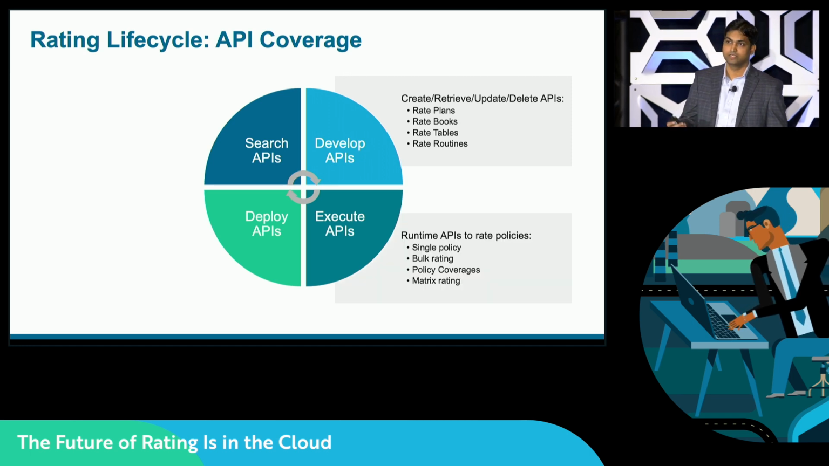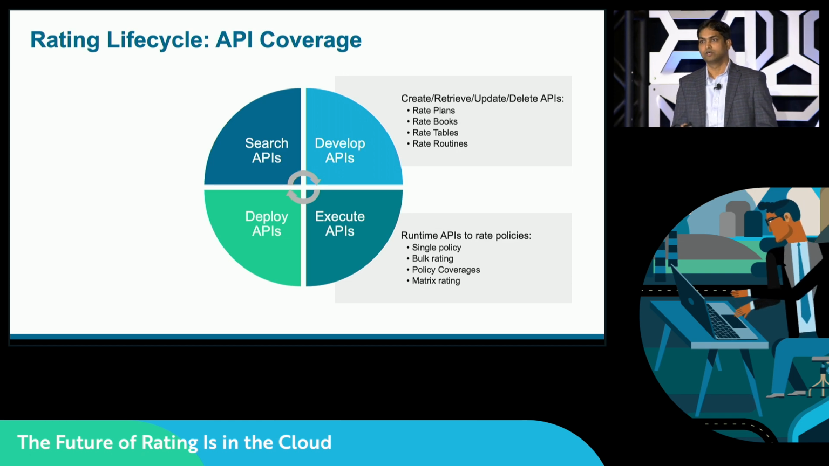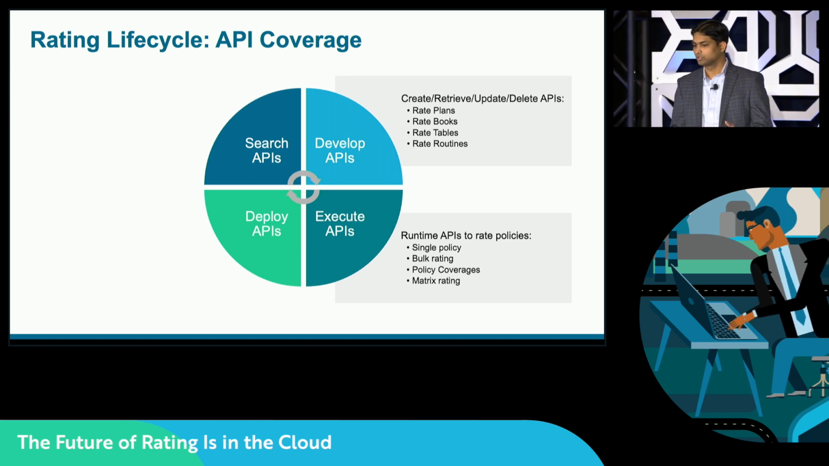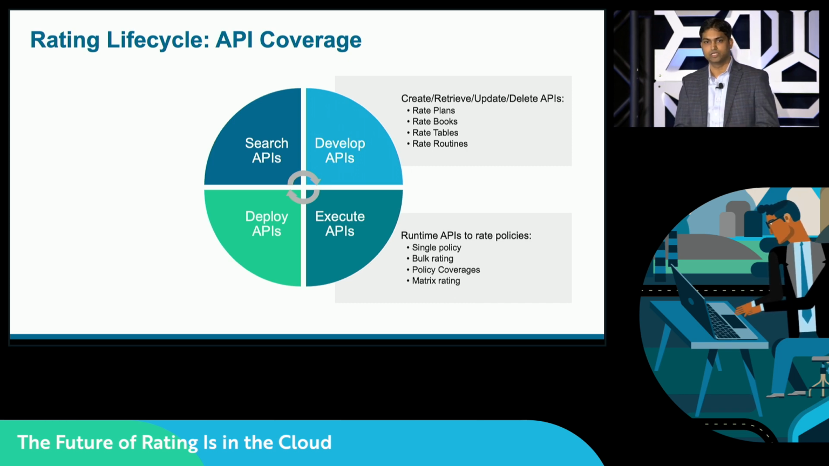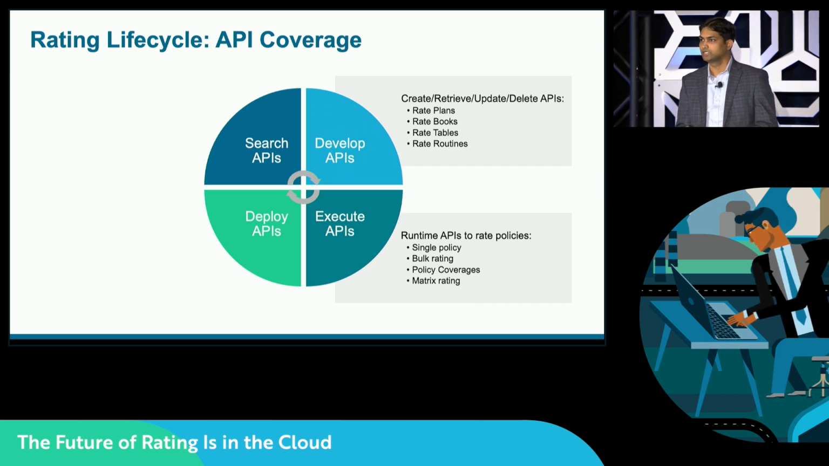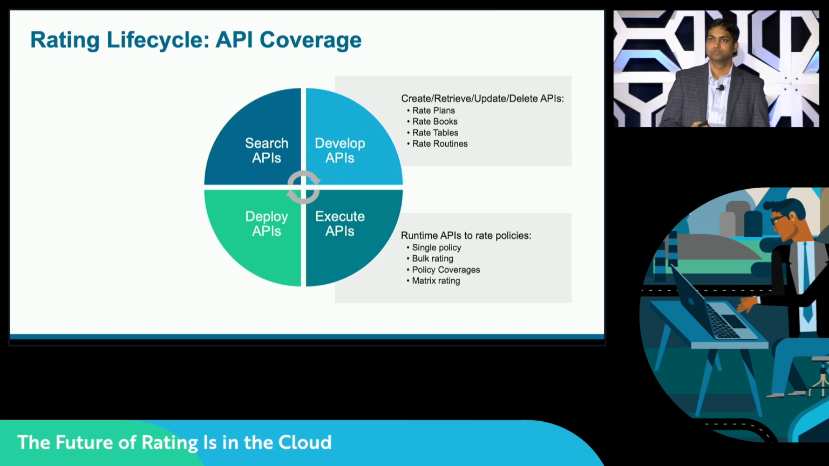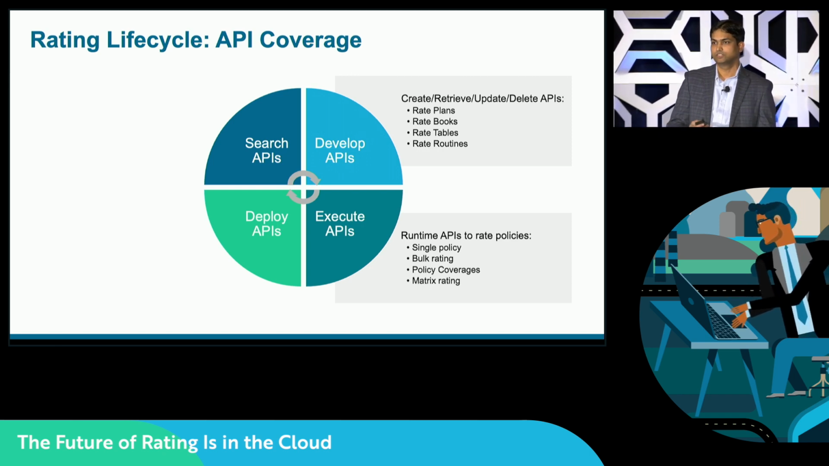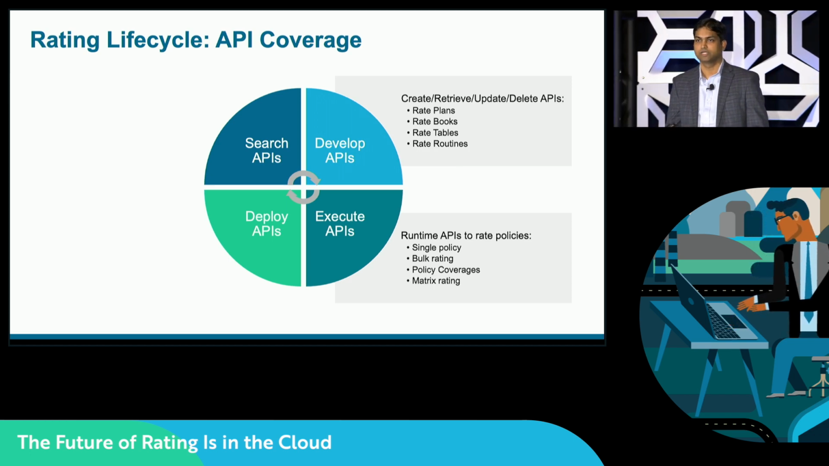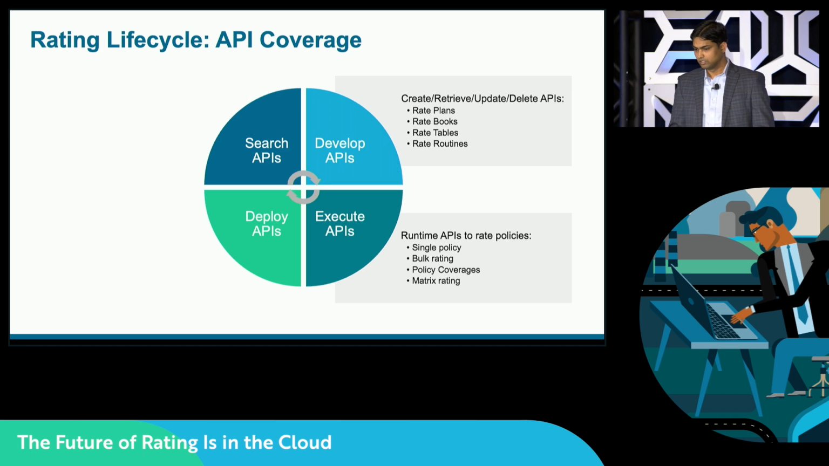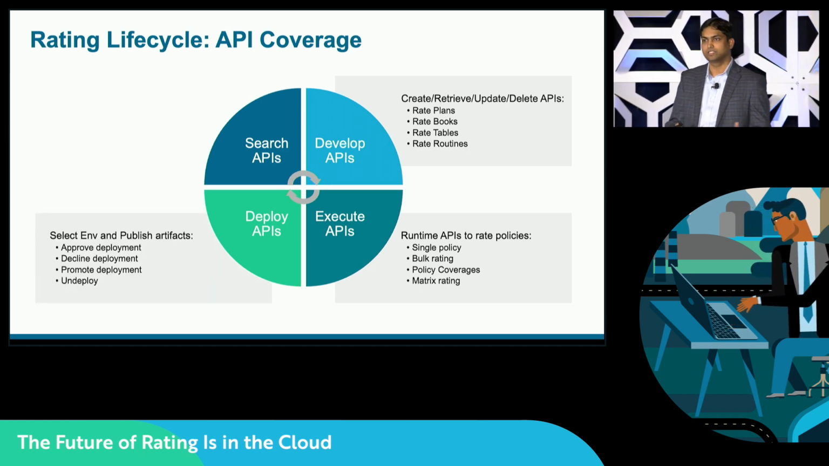Once you have designed your rating artifacts, you want to be able to execute those in order to calculate your premiums. So for those, we have execute APIs, which are your runtime APIs. And you can use these runtime APIs to either calculate a premium for a single policy, or you can do a bulk rating. You can even do a subset of policy coverage calculation with these, and matrix rating as well to compare across policies.